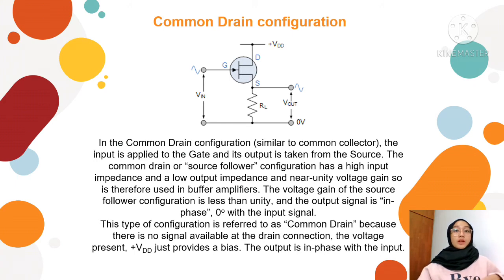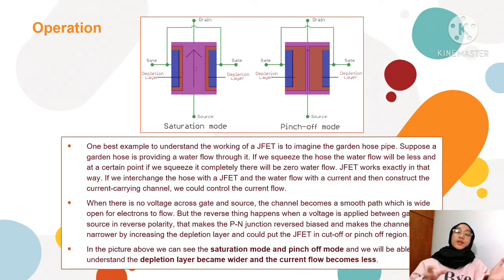So this type of configuration is referred to as a common drain because there is no signal available at the drain connection and the voltage present just provides a bias. So the output is in phase with the input. So here's the operation of the JFET transistor. The left one is the saturation mode and the right one is the pinch-off mode.